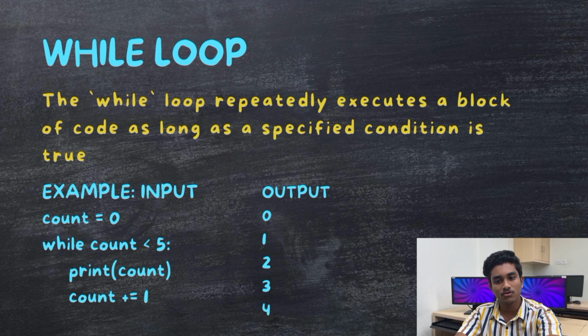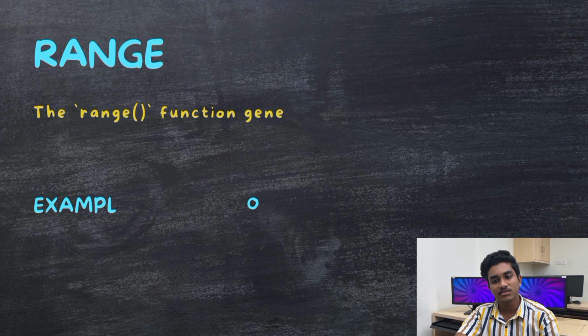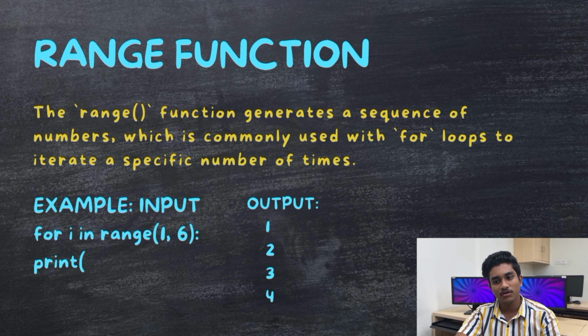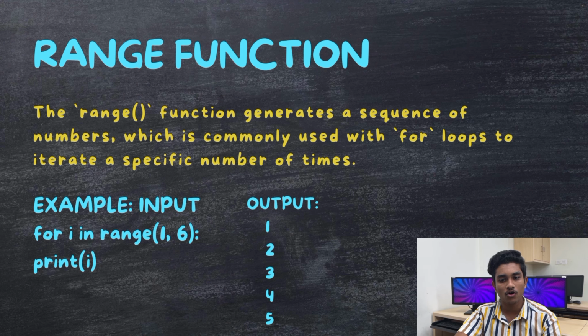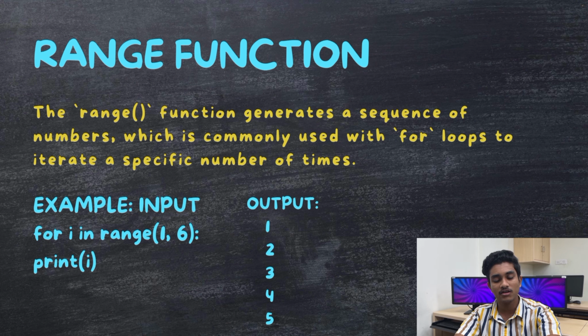Next we will look at the range function. The range function generates a sequence of numbers which is commonly used with for loops to iterate a specific number of times. In the range function there is a start, stop and step. The start is default 0. It will start from 0.